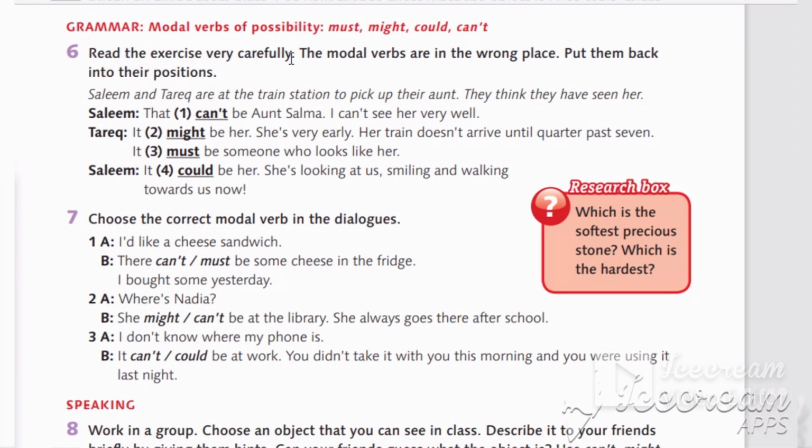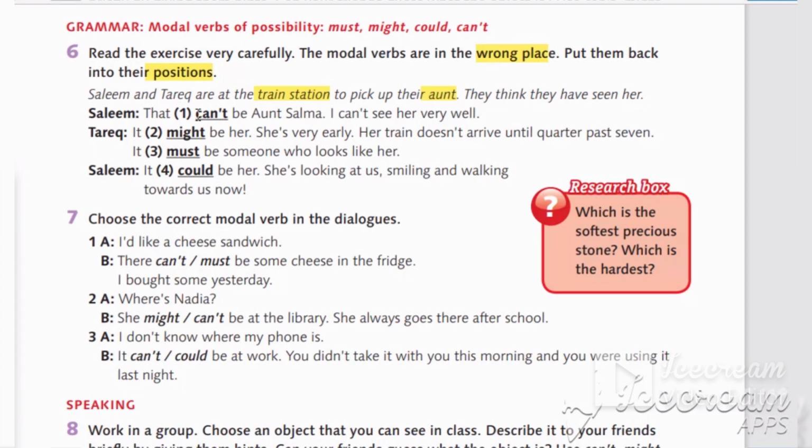Okay, read the exercise carefully. The modal verb in the wrong place. إيش يعني wrong place؟ في المكان الخطأ. بدنا نستبدل المودال verb, put them back in their positions. بدنا نحطهم في مكانهم الصحيح. Okay? We have a conversation between Salim and Tarek. Salim is talking to Tarek. Salim and Tarek are at the train station محطة القطار to pick up their aunt. بدهم ياخذوا عمتهم أو خالتهم. They think they have seen her. توقعوا إنه they have seen her.